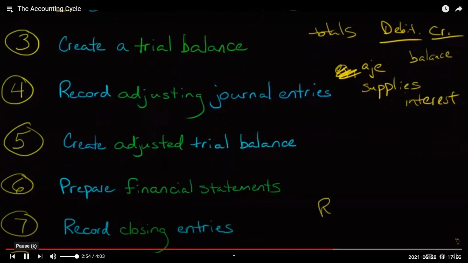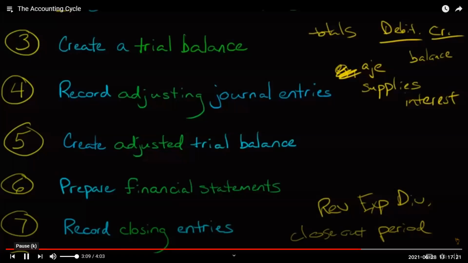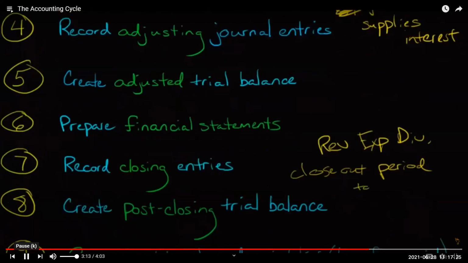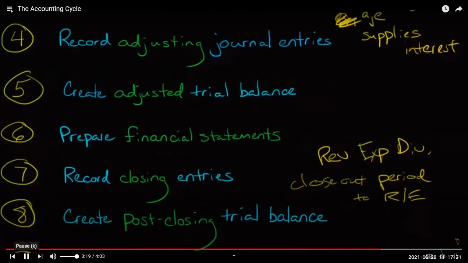The revenue, the expenses, the dividends. Remember, those things just exist for a certain period, right? For a year or a quarter, but then we close them out to retained earnings, ultimately through that income summary account. Ultimately, these things get closed out and they end up going to retained earnings, which is a permanent account.